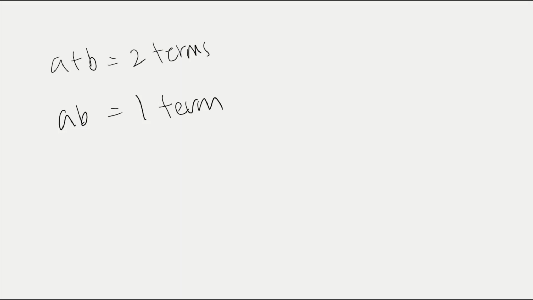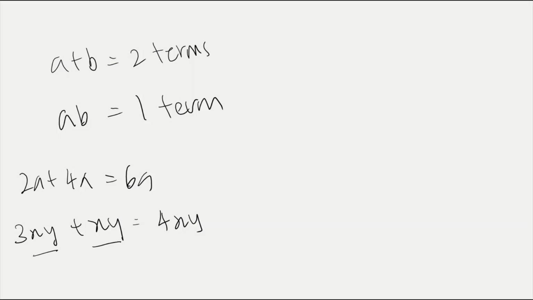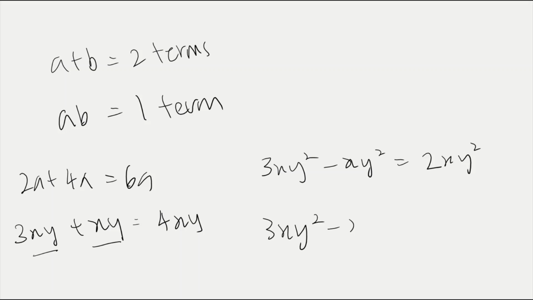To simplify them, you have many ways. When there's a plus or minus in between the terms, and they are like terms, you can add or subtract them. Like 2a plus 4a, you can add them to 6a, or 3xy plus xy would be 4xy. Or when you are required to minus them, 3xy squared minus xy squared would be 2xy squared. But if it's 3xy squared minus xy, it will still be 3xy squared minus xy.